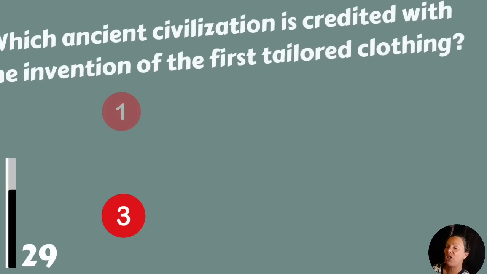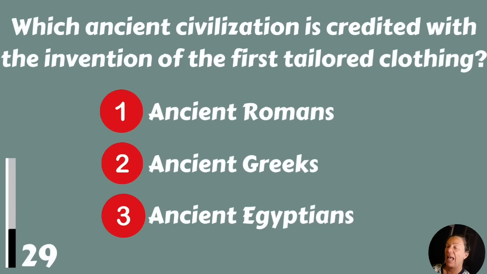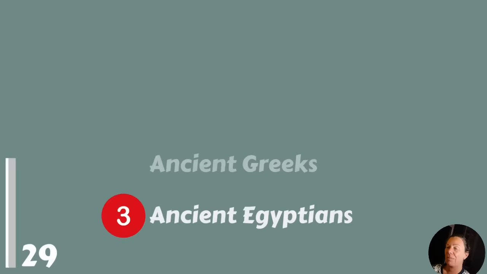Which ancient civilization is credited with the invention of the first tailored clothing? Ancient Romans, ancient Greeks, or ancient Egyptians? Ancient Romans.